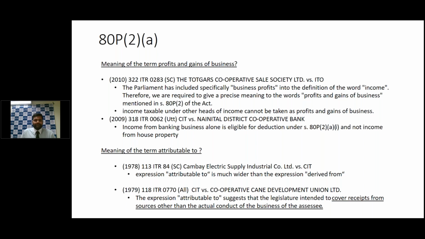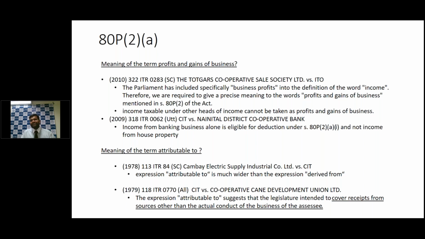how do you go about the term attributable to? The Supreme Court in the case of Cambay Electric Supply Industrial Company Limited, 113 ITR 84, the main case law, has clearly specified that the term attributable to is much wider in expression than the term derived from. And the term derived from was again the subject matter of interpretation by the Supreme Court in the case of Liberty India, wherein the Supreme Court held that derived from can be understood to mean only those incomes having a first degree nexus with the actual activity.